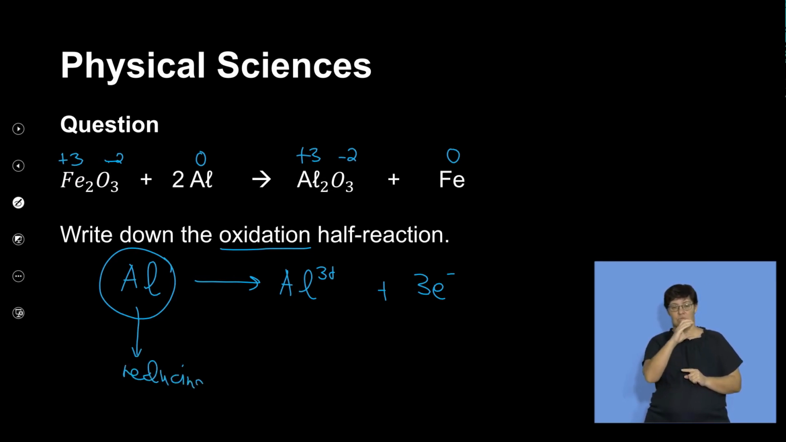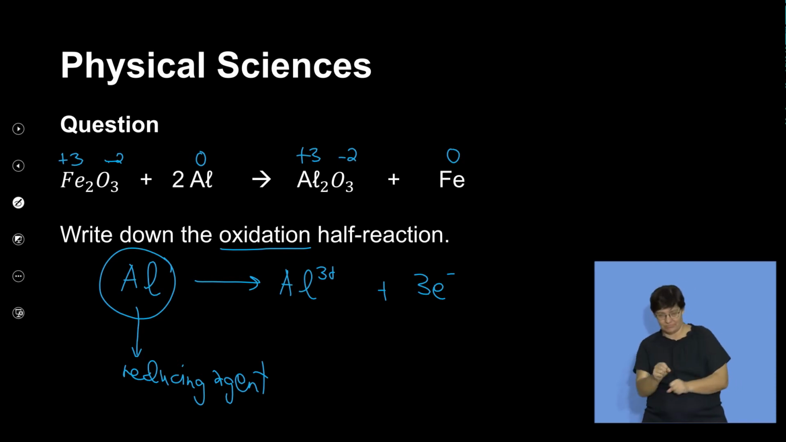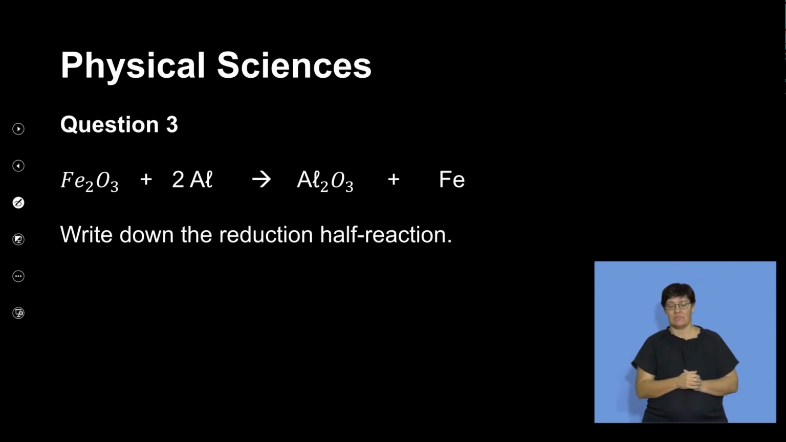So in other words, we are saying aluminium is a stronger reducing agent, because what aluminium has done here is displace iron in the oxide. So we are saying aluminium is a stronger reducing agent. So that's straightforward, right? And then write down the reduction half reaction.